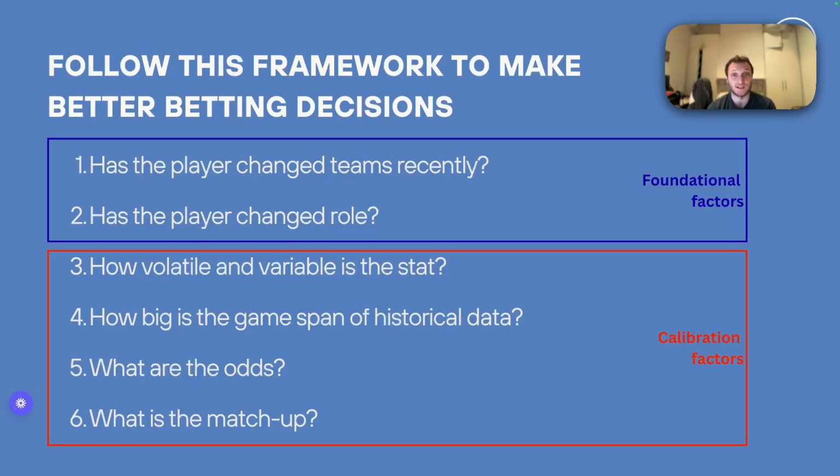Then once you've passed these 2 questions and we have determined that this historical data can be used, the remaining 4 questions determine how to interpret and weigh this data. I refer to these as the calibration questions, and these questions will help you adjust your understanding of the implied probability up or down based on the specific game conditions or statistical patterns. So the questions you need to ask yourself are, how volatile and variable is this stat? How big is the game span that you're analyzing? What are the odds of the underlying prop you're betting? And then what is the matchup? And now I'll go into breaking these down a bit further.